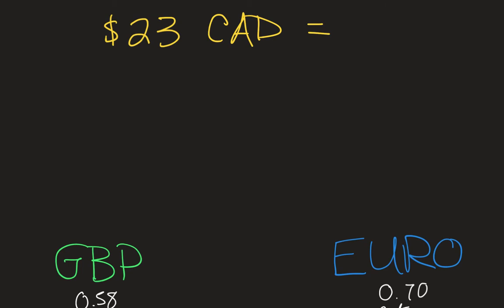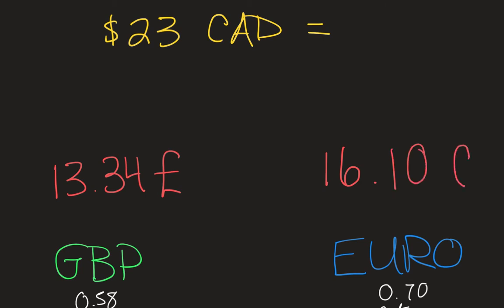So our outcome here was that our $23 was worth 13.34 pounds sterling. And our euro exchange came to 16 euros 10 cents.